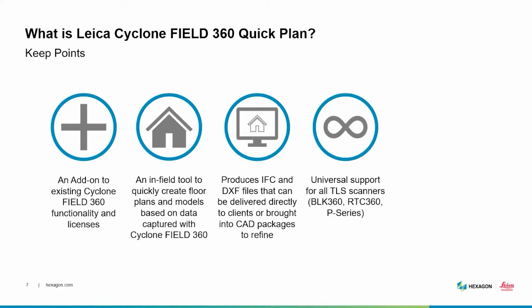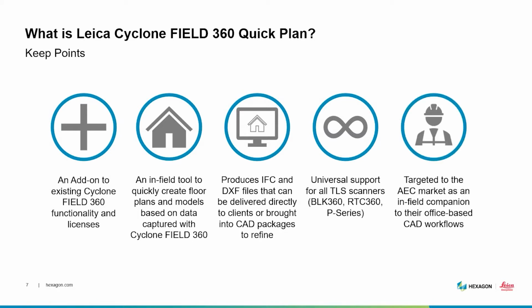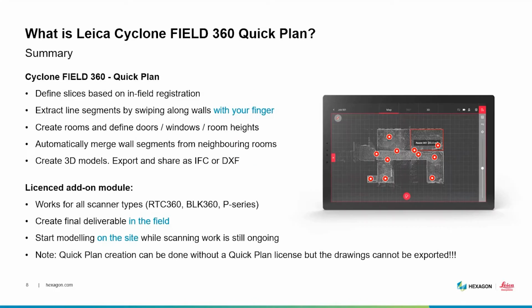Because it's an add-on to an app that can be used with all the scanners currently supported by FIELD 360, we can utilise the BLK360, the RTC360, and now of course the P series, plus any additional scanners that could potentially be supported in the future by FIELD 360. Quite obviously this is targeted towards the AEC market, but especially for architects and facilities managers, who will consider this to be a companion to their existing workflows, so we can create the user needs and create something quickly and directly in the field.